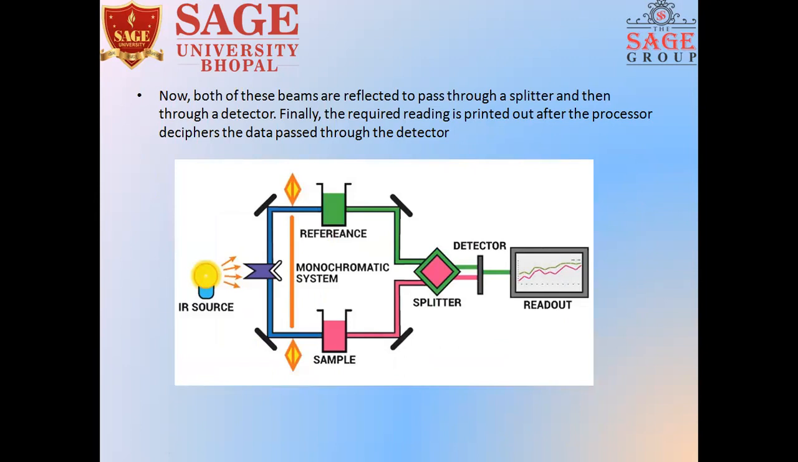Finally, the required reading is printed out after the processor processes the data passed through the detector. So this detector unit gets the change in the IR light, or the bands of the IR which have been absorbed and detected by this detector, and these results are sent to the computer monitor screen, which shows the graph which we have studied in the earlier slides.